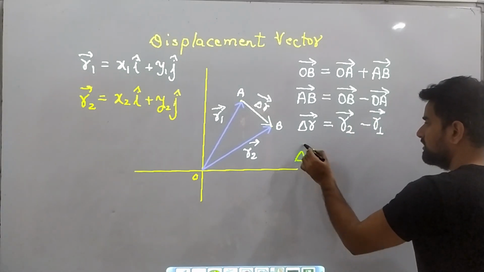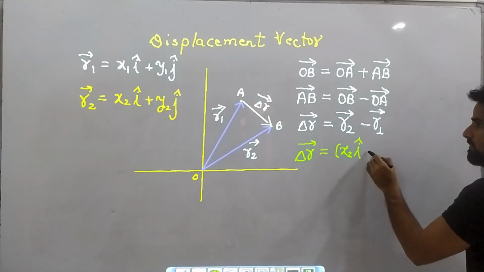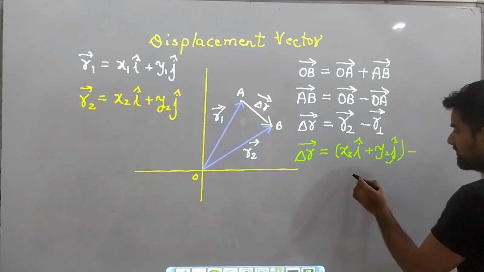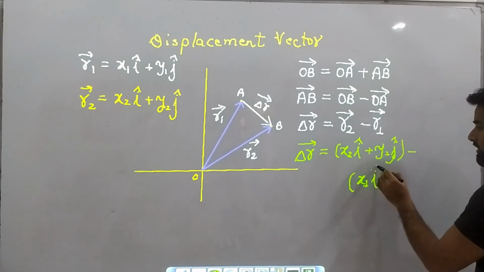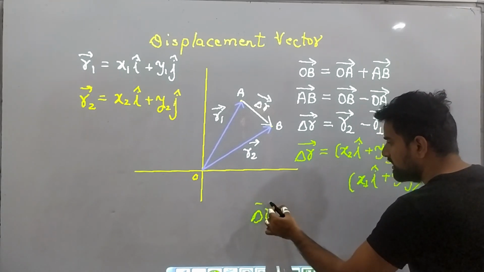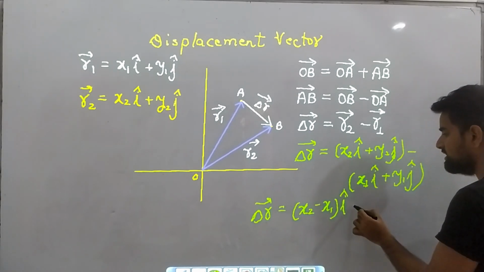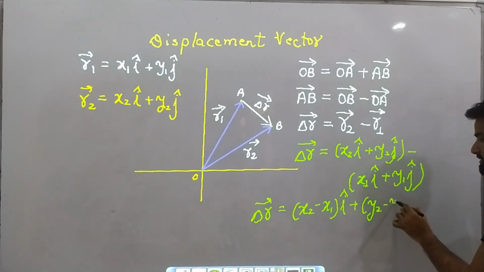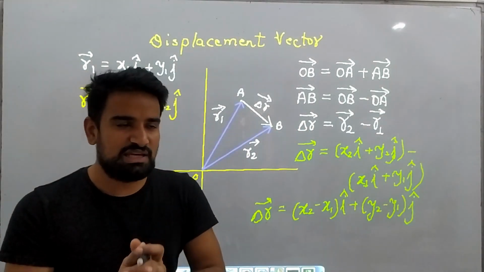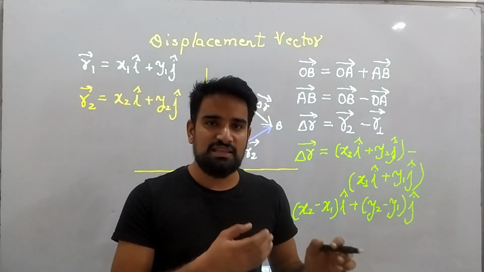So delta R vector should be equal to R2 vector, which has the value x2 I cap plus y2 j cap, and this should be subtracted by x1 I cap plus y1 j cap, which finally results in delta R vector equals (x2 minus x1) I cap plus (y2 minus y1) j cap. So this is finally the delta R vector, which represents the final displacement vector. I hope you understood the concept very easily. This was the displacement vector.